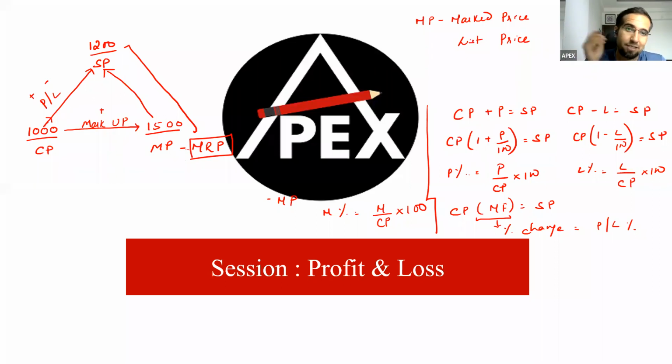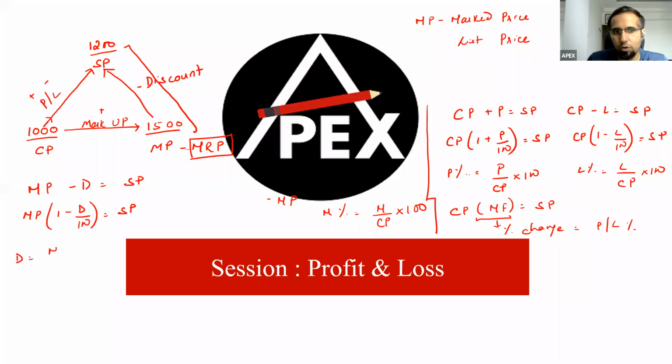So what happens here? If you are not paying MRP, which means there's a bargain that's happening, and according to us, we say that is nothing but discount. Discount is negative in nature, so we have mark price less discount is equal to selling price, or you have mark price into 1 minus D by 100 is equal to SP, or your discount percentage is equal to discount divided by mark price into 100.